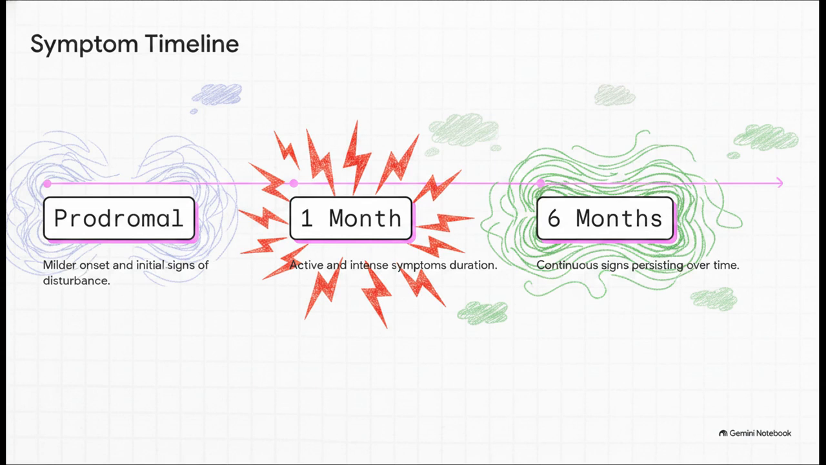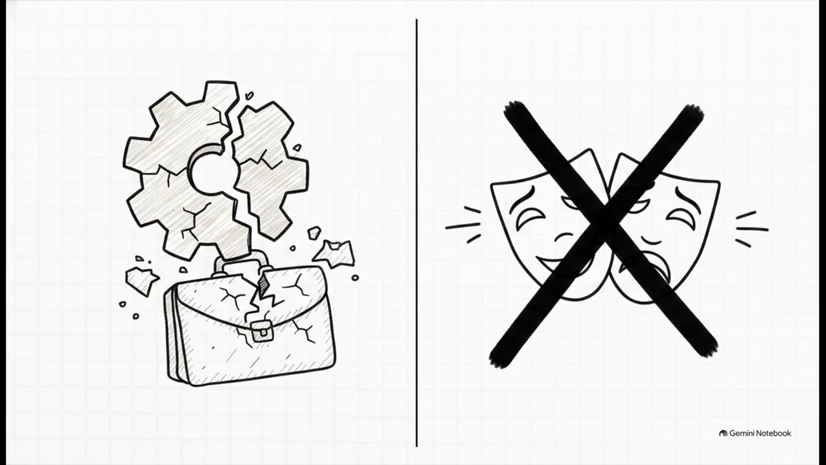Let's look at the timeline, because a diagnosis isn't just made after a single day of symptoms. The DSM-5 requires that active symptoms, that intense phase we just outlined, be present for a significant portion of time during a full 1-month period. Furthermore, continuous signs of the disturbance, which can include the milder prodromal onset or residual periods, must persist for at least 6 full months. It is absolutely vital that these symptoms cause significant social or occupational dysfunction. It has to profoundly impair a person's daily life, their ability to work, or their relationships.